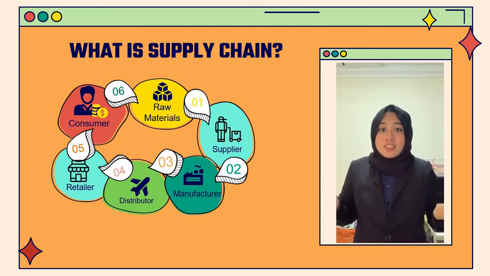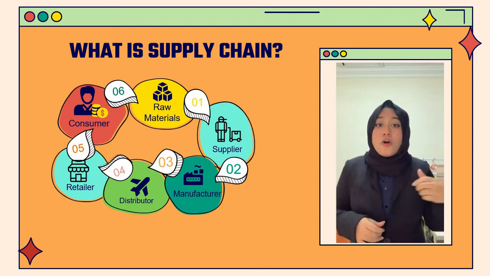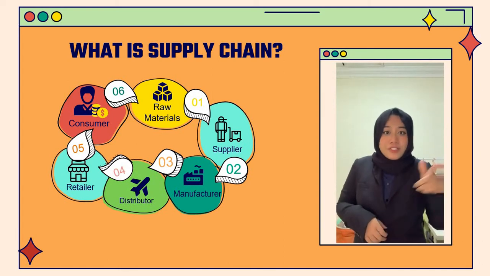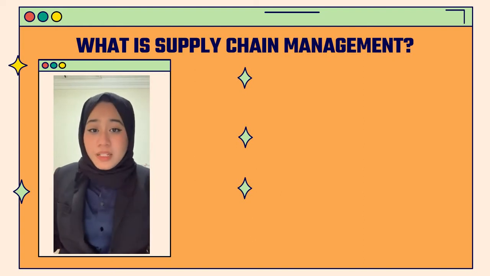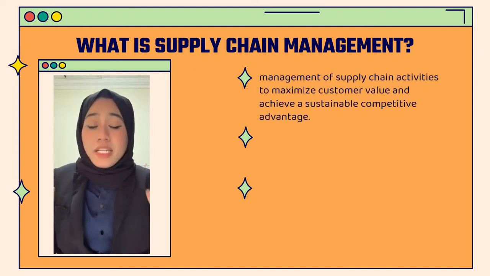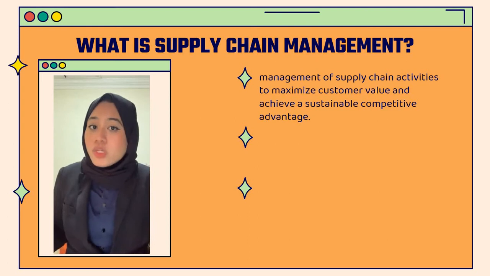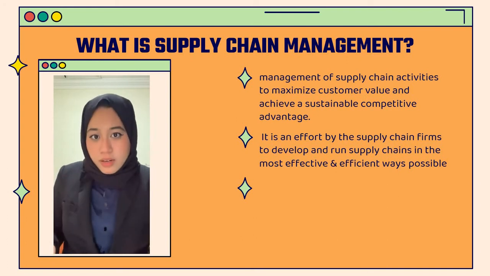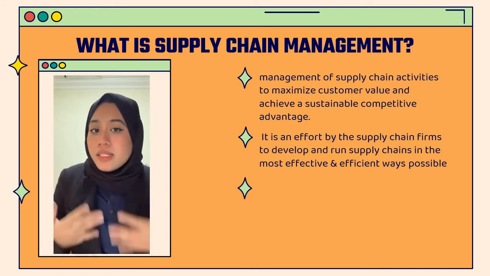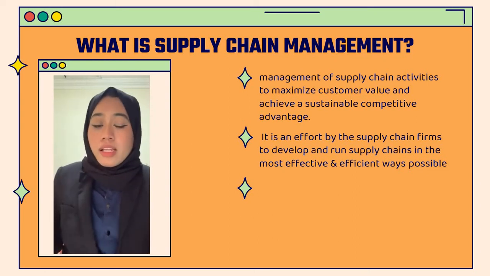Basically, supply chain is an operational flow of your company to ensure that the product will arrive to the buyer on time. Let's move on to the next. How about supply chain management? What is that? Supply chain management is the management of supply chain activities to maximize customer value and to achieve sustainable competitive advantage. It is also an effort by the firm to run and develop its own supply chain activities in the most efficient and effective way.